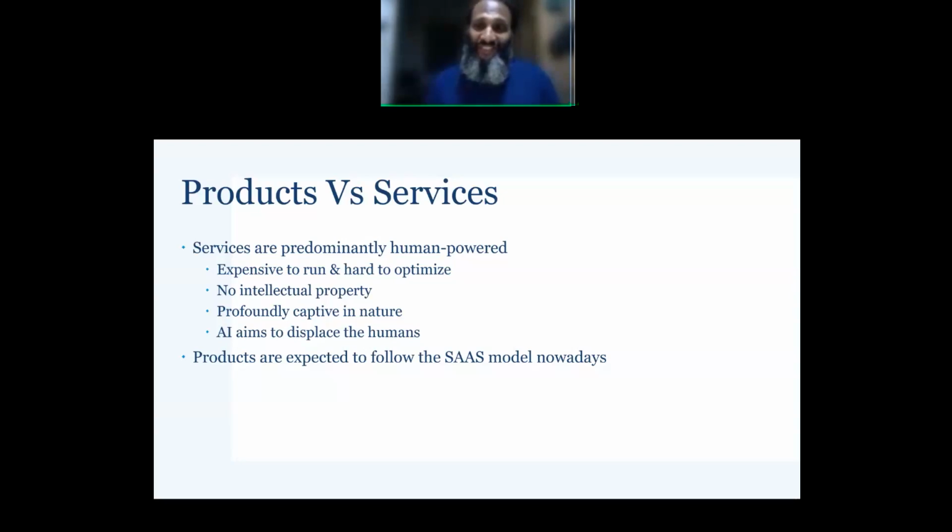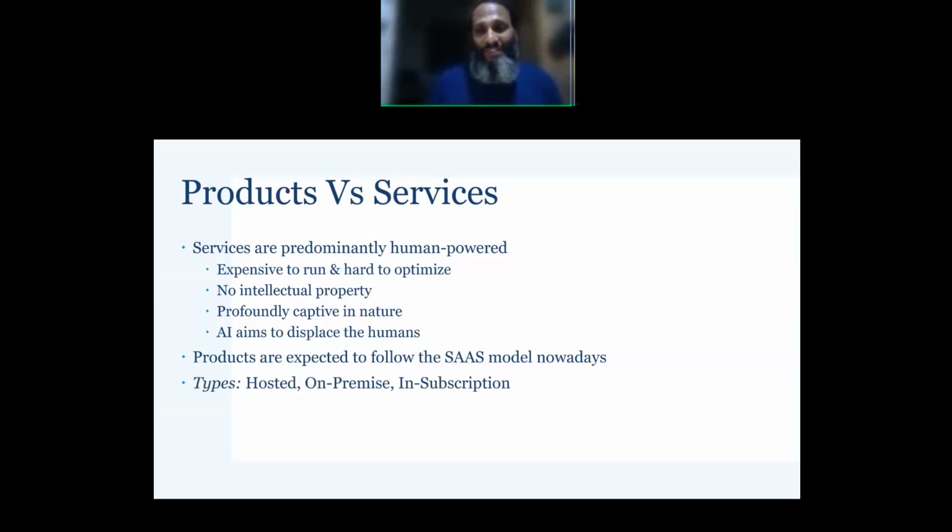Gone are the days when you are going to install an application in a client site, right? The desktop applications are all gone. I rarely see desktop applications nowadays. Most of the applications that we see are all web-based, right? An outcome or manifestation of SaaS. So if you are thinking about products, it is going to be a de facto that your product is going to follow the SaaS model.